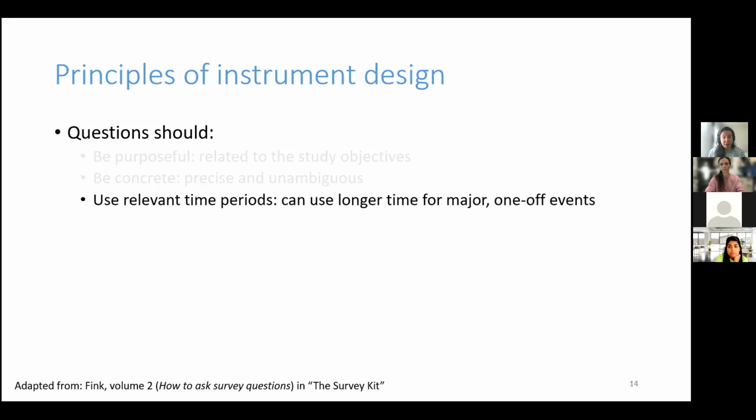Using relevant time periods is a really tricky one because again, there's no rule, there's no clear thing you can look up here. It's a judgment call, basically. But the way you can think about it is that the more major an event is, the longer time period you can give someone to think about it. Major events tend to have much more salience for people. They're easier to remember, even if they were a long time ago, than more minor events, where if you have a long time period, it's really hard for people to pin down.